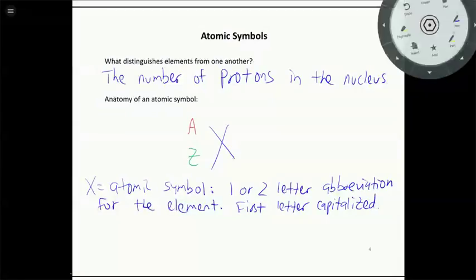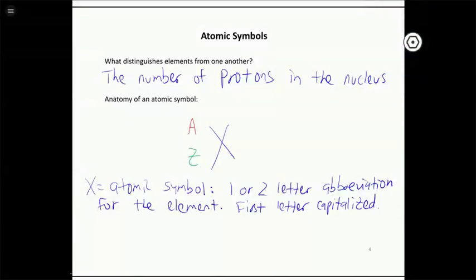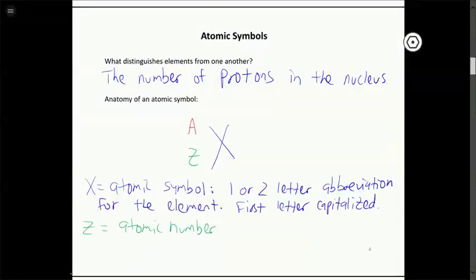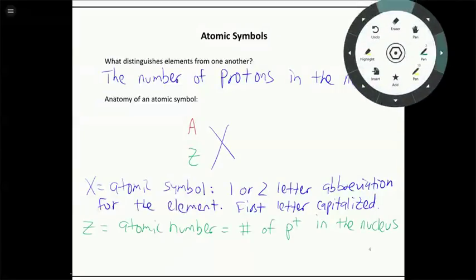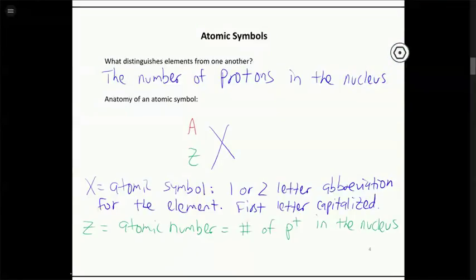Now the other parts of the atomic symbol tell us some information about the atom itself. This one on the bottom here is Z, and that's what we call the atomic number. This is equal to the number of protons in the nucleus. We'll start using the abbreviation P plus for protons, in case that confuses anybody. So the atomic number is just the number of protons in the nucleus. As I said, that's characteristic of the element. And then finally, A is the mass number. It's a whole number.